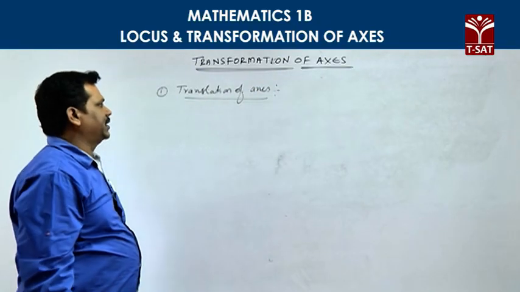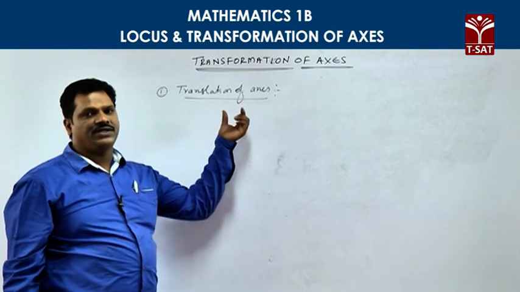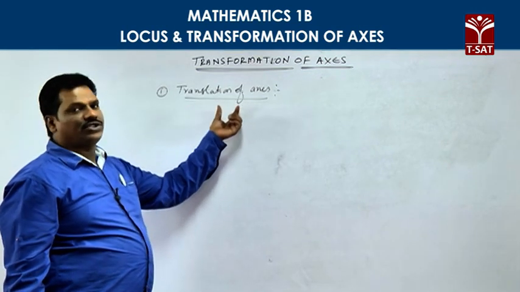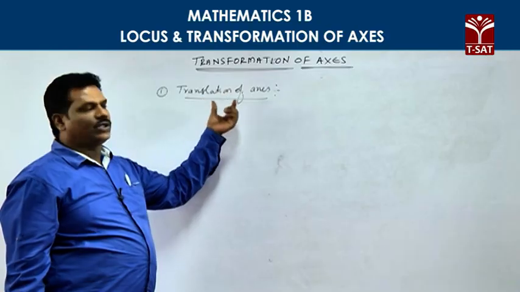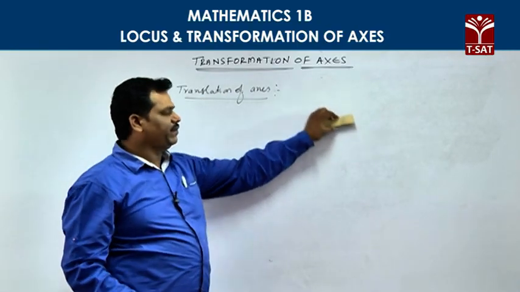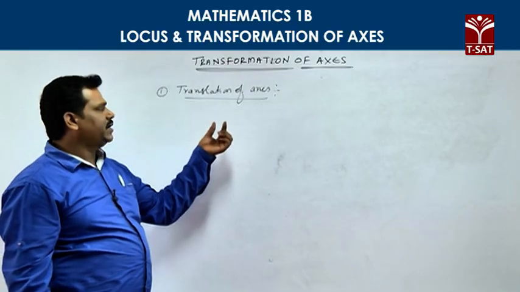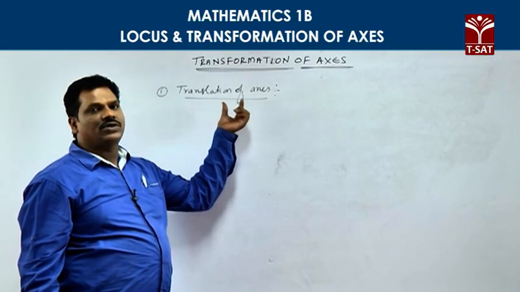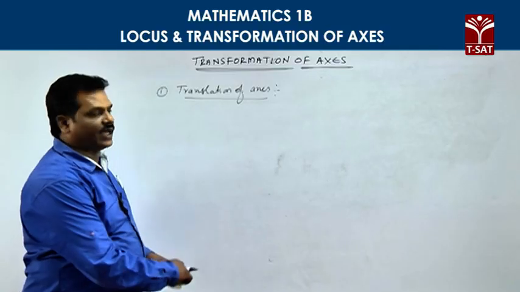The definition of translation of axis is: if the origin is shifted to another point without changing the direction of axis, then that transformation is called translation of axis.